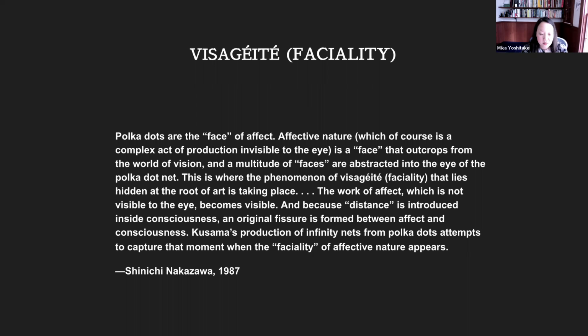And because distance is introduced inside consciousness, an original fissure is formed between affect and consciousness. Kusama's production of infinity nets from polka dots attempts to capture that moment when the faciality of affective nature appears.